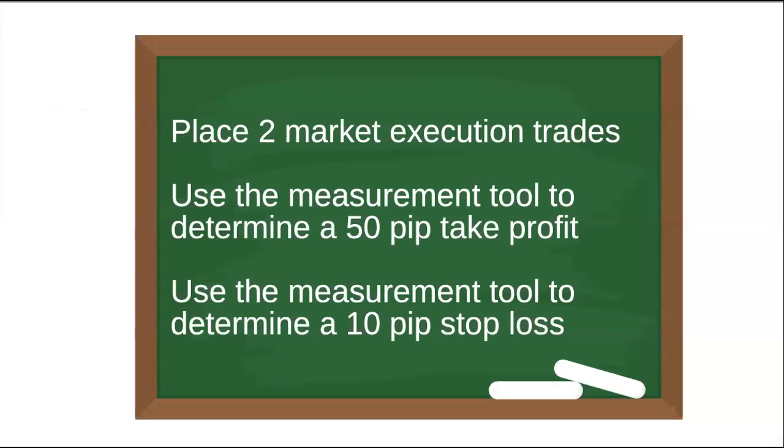For your homework, I want you to do 2 market execution trades on a demo account. I want you to use the measurement tool that I just showed you how to access on TradingView. I want you to determine a 50 pip take profit. And I want you to also use the measurement tool to determine a 10 pip stop loss. And you can feel free to drop those screenshots below under this lesson to show that you've completed that homework. Or if you don't want to do that, that's totally optional.